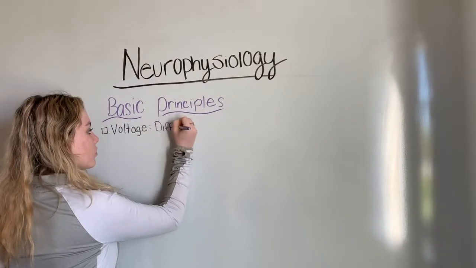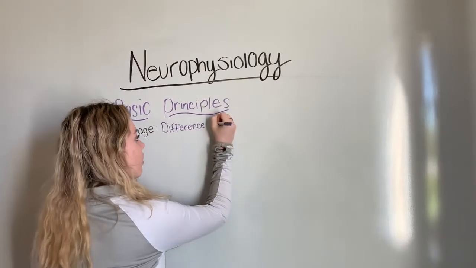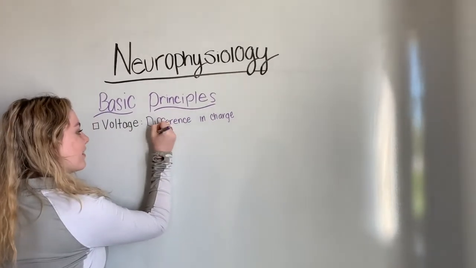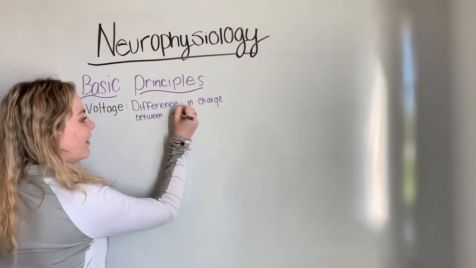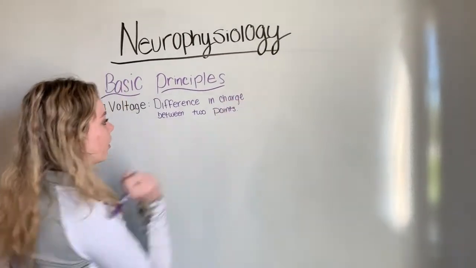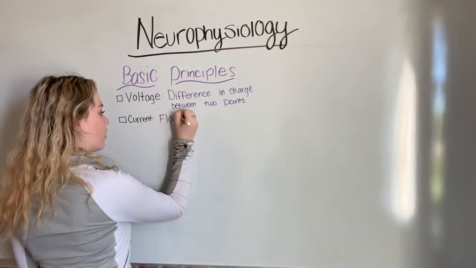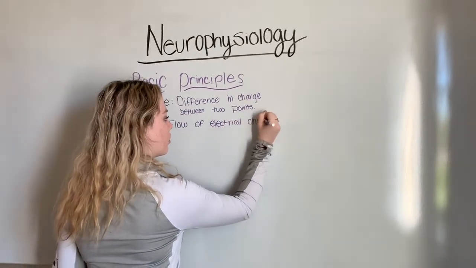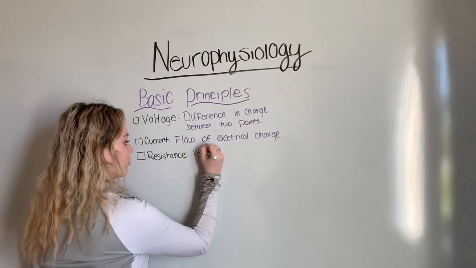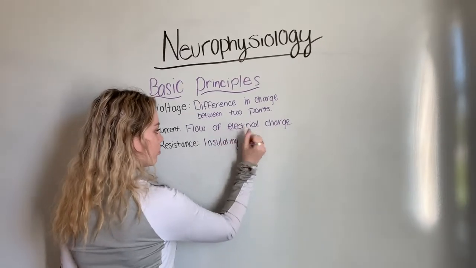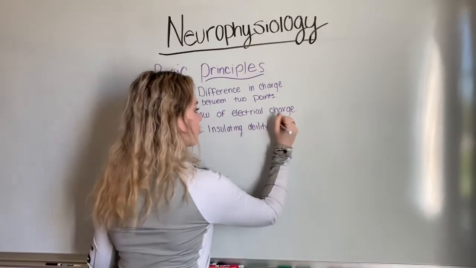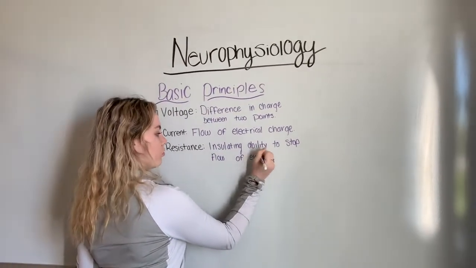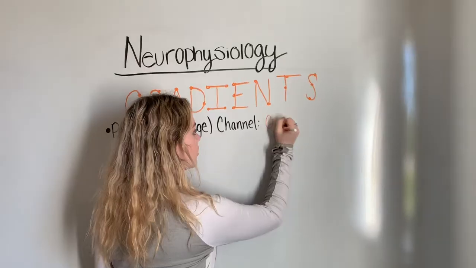Now let's talk about neurophysiology, starting with the basic electrical principles. Voltage is the difference in charge between two points. Current is the flow of electrical charge. And resistance is the insulating ability to stop the flow of electrons. Neurons have selective permeability of their plasma membrane, meaning they only allow certain things to come in and out.